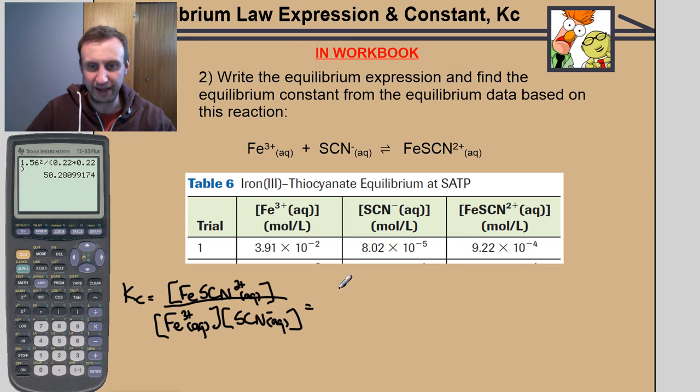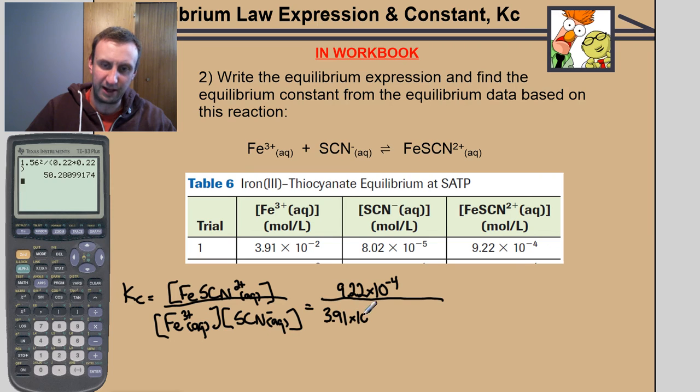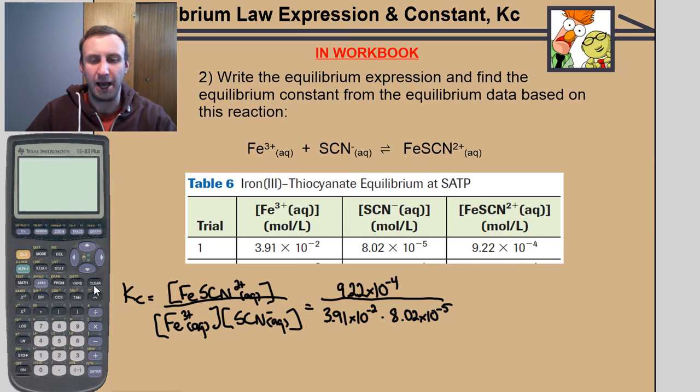So what I have is 9.22 times 10 to the negative 4, again, no unit, I'm leaving that out. That's a better line. Divided by 3.91 times 10 to the negative 2, again without a unit, and 8.02 times 10 to the negative 5. When I'm entering this into my calculator, I'm going to be fairly careful when it comes to entering the exponents. So I've got 9.22. I'm going to use the second comma E thing for this, and then put in negative 4.